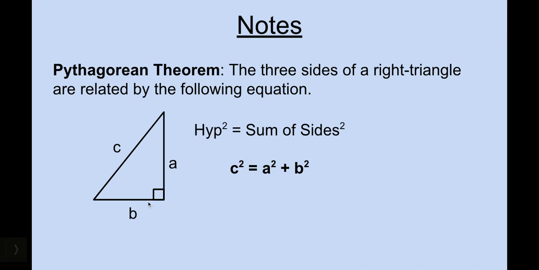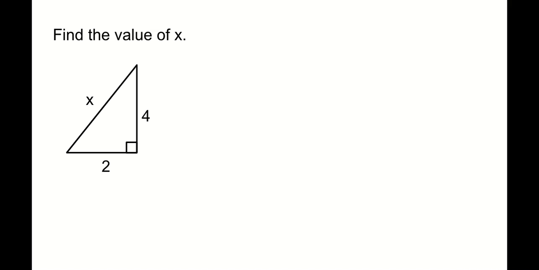And not all triangles are ABC, right? So that's why it's good to know this part. Pythagorean theorem is hypotenuse squared equals the sum of the sides squared. All right. Okay.